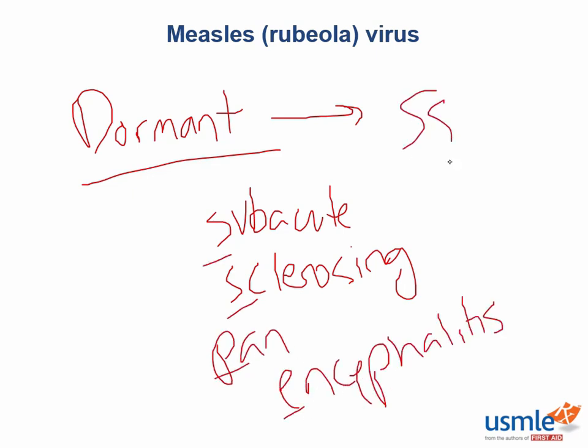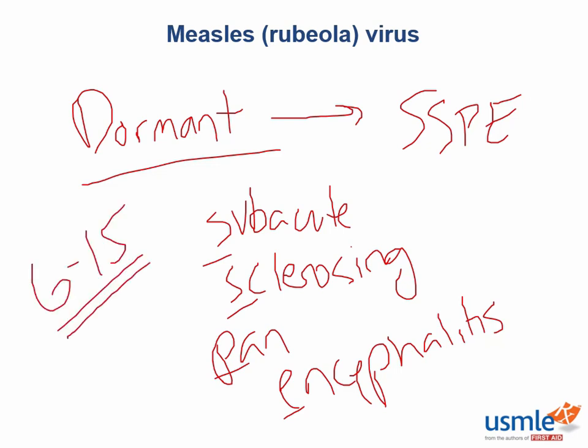SSPE is a chronic encephalitis that causes inflammatory white and gray matter lesions in the brain that can occur 6 to 15 years after apparent resolution of the initial measles symptoms. Symptoms of SSPE include neuropsychiatric changes, seizures, coma, ataxia, and even myoclonus.